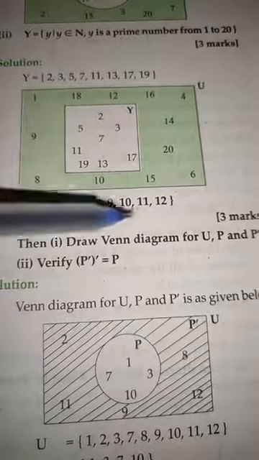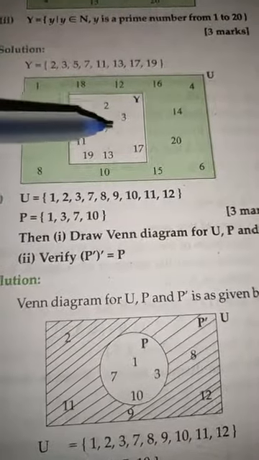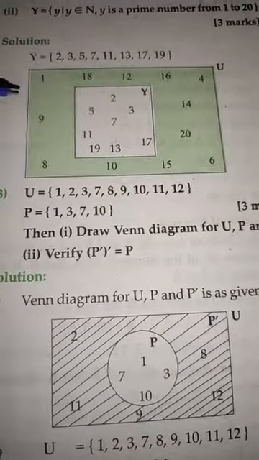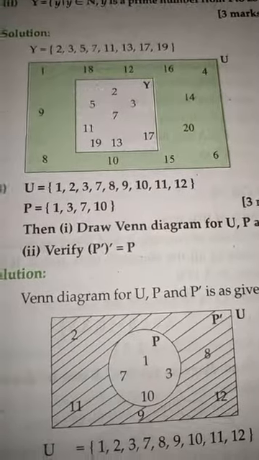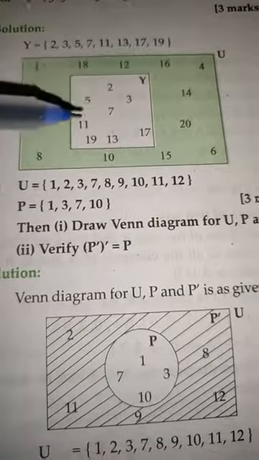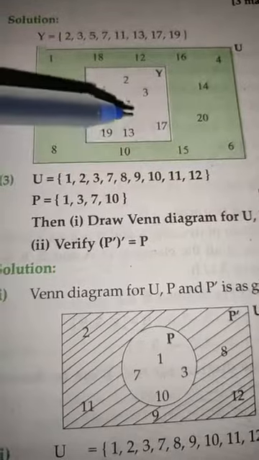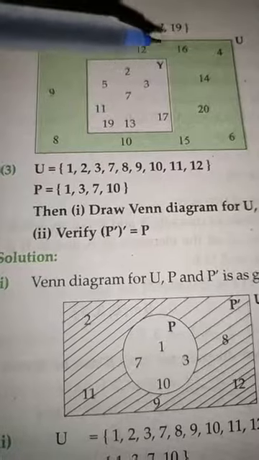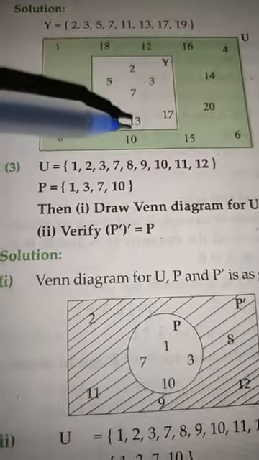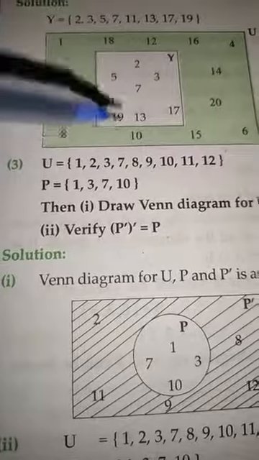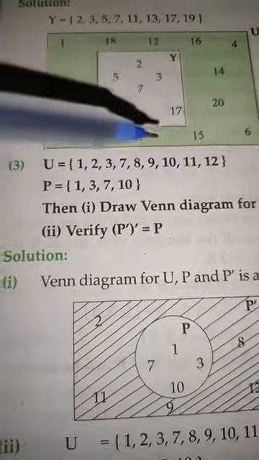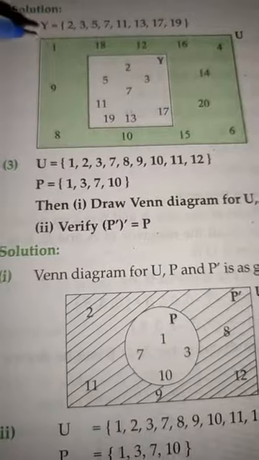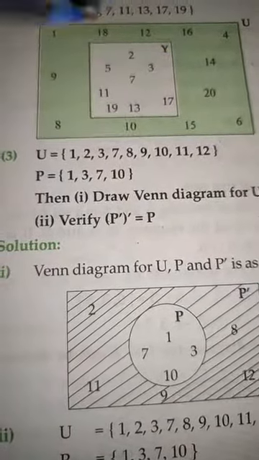In the same way we make the box. Inside the box, for y we have to write 2, 3, 5, 7, 11 like that. Then what is left? 1, then 2 is here, then 3, then 4 is here, then 5, 6 is here, 7, 8 is here, 9, 10, 11 is here, 12, then 13 is here, 14, 15 is here, 16, 17, 18, 19 and 20. In this way you have to do. Whatever values are in the set, you write inside the box, and the remaining you write outside.